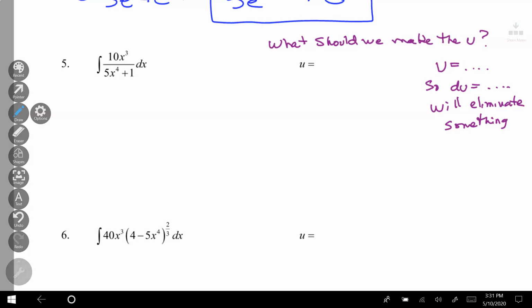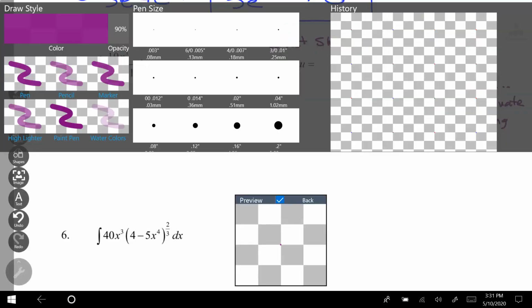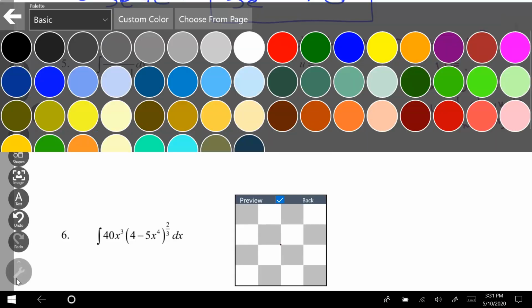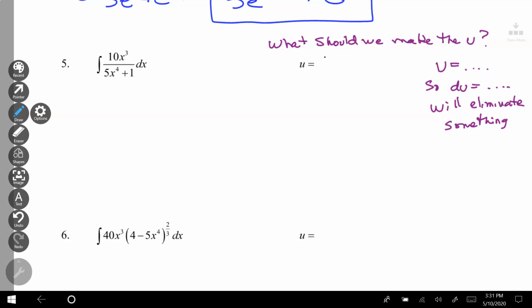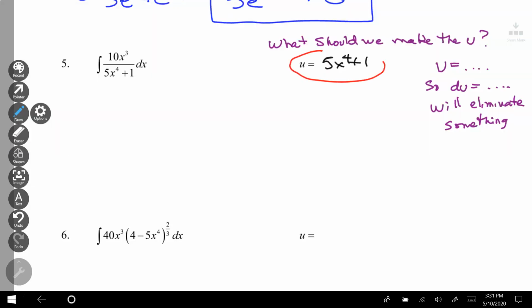I would always say you always take a higher degree of x, because when we take its derivative, we get a lower degree of x. So if I do this example, and say my u is equal to 5x to the fourth plus 1, and when I take its derivative, I get du is equal to 20x to the third dx.